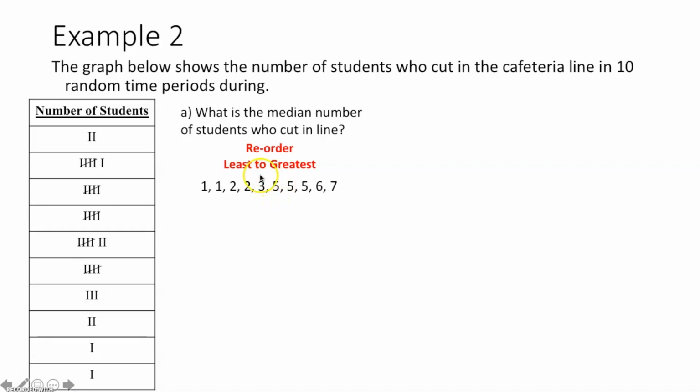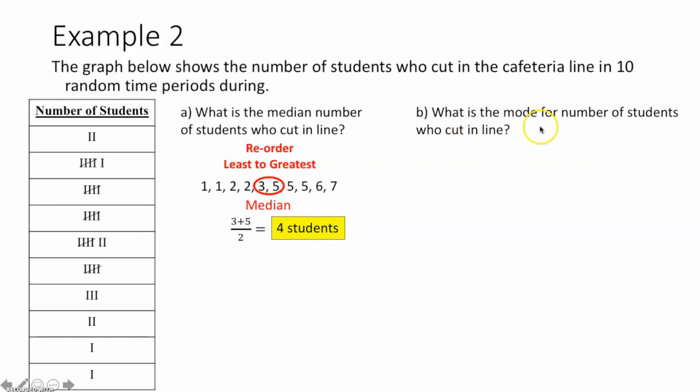So what we have to do is take the 2 that are in the middle, 3 and this 5, we're going to add them together and divide by 2. That'll give us the average, which is the median. So 3 plus 5 is 8, divided by 2, 4. So the average of those two numbers is going to be 4, meaning that our median number of students who cut in line is 4 students.